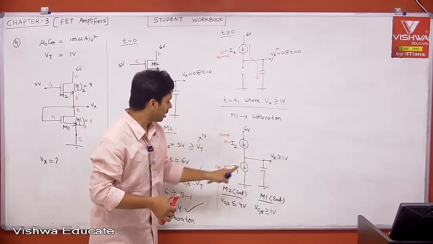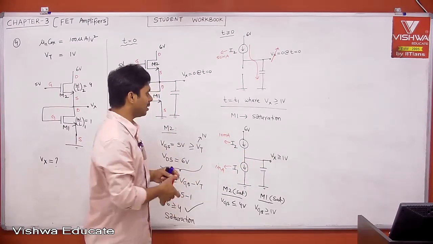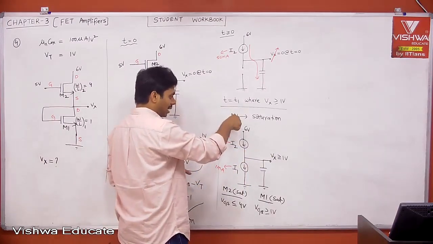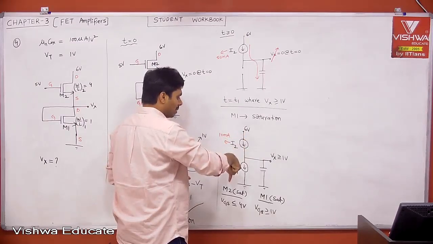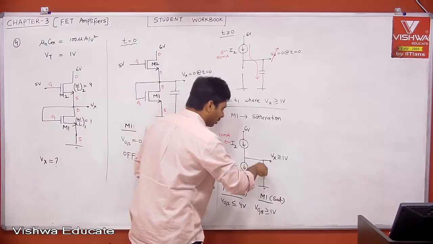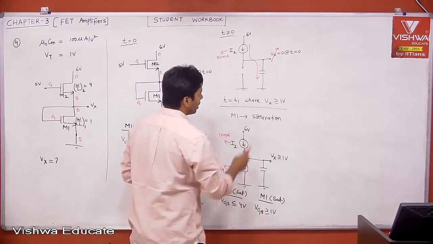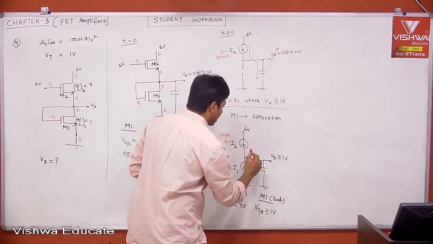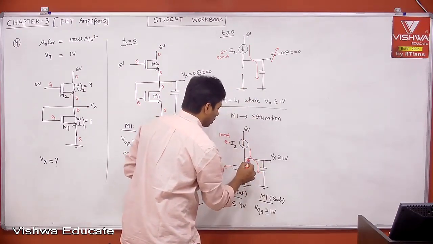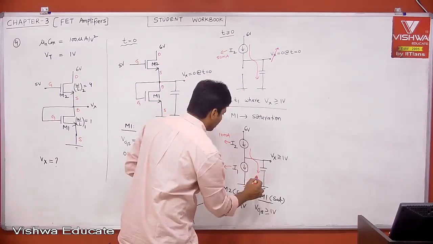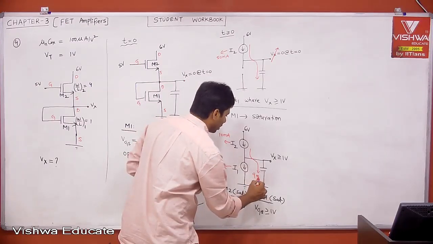Once it crosses 1 volt, then this is also turned on. The current may have decreased, I agree, to 10 milliampere. But out of 10 milliampere, 1 milliampere is gone, and the remaining 9 milliampere is still flowing through the capacitor. Right? Therefore, still there is a current flowing through it. Not only the 1 milliampere which is flowing through M1, but still some 9 milliampere of current is flowing through the capacitor.